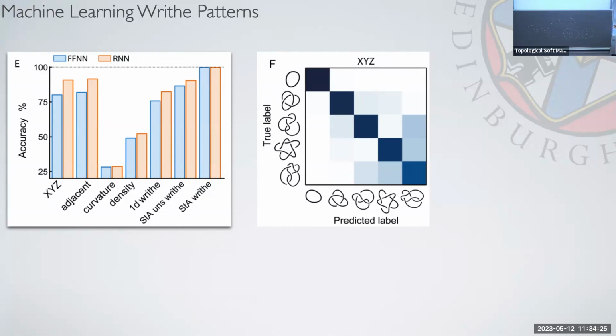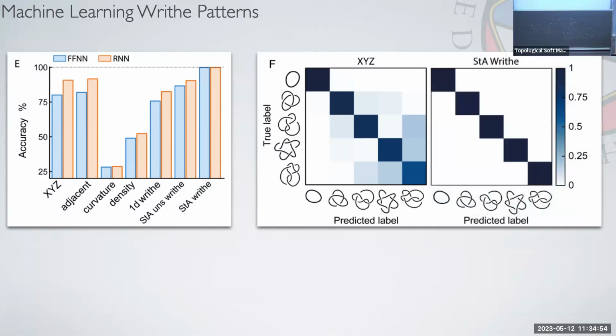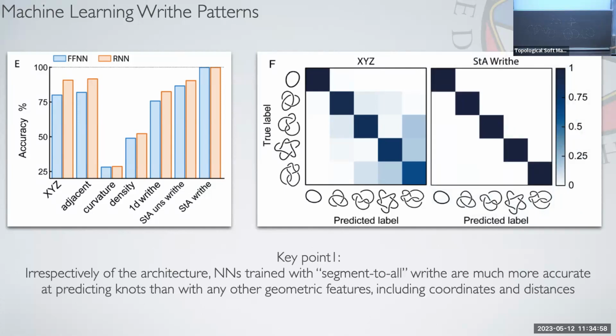If we look at the confusion matrix, for those who are not familiar, in the test set, let's say that we pass a 4-1, and we ask how many times it finds actually a 4-1 or a 3-1 or a 5-2. What you want is as diagonal as possible, which means that it doesn't get confused and it's very precise. When we do this with the segment to all writhe, we get a very nice clean diagonal. So this is key point one.